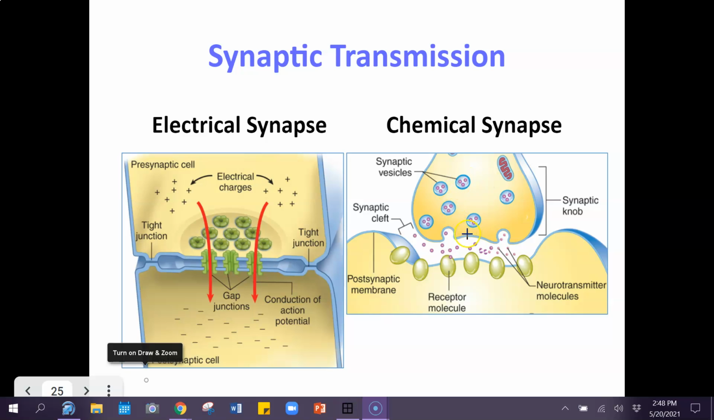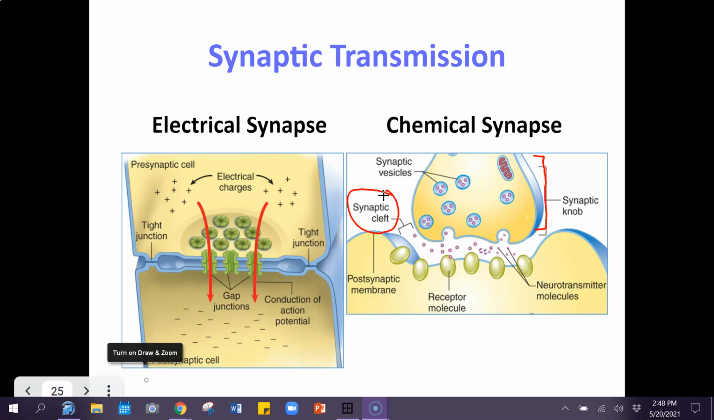In a chemical synapse, we have two cells. We have our presynaptic cell, which is here, and we have our postsynaptic cell, which is down on the bottom. But unlike in an electrical synapse, these two cells don't physically connect to each other. Instead, they're separated by a very small gap, which is called the synaptic cleft.